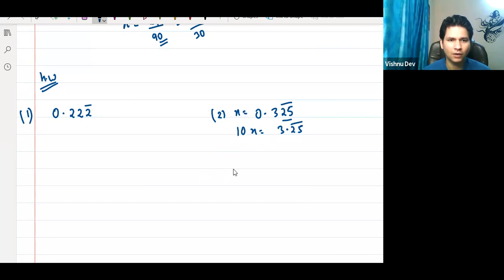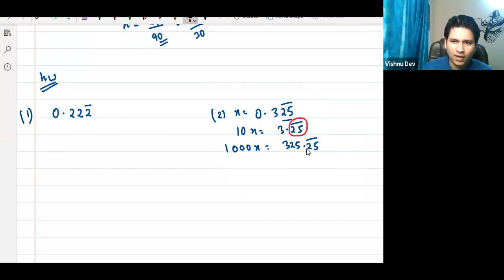Then after 10, it should be multiplied by, very good Anya, yes, correct, 1000x. Then it will become 325.25 bar. Now you got it. Why are we multiplying by not 100? Because you can just multiply by 10 and 1000. You don't have to multiply by 100. Yes or no? Because all you need is that 25 bar. After the decimal, it should be the same.